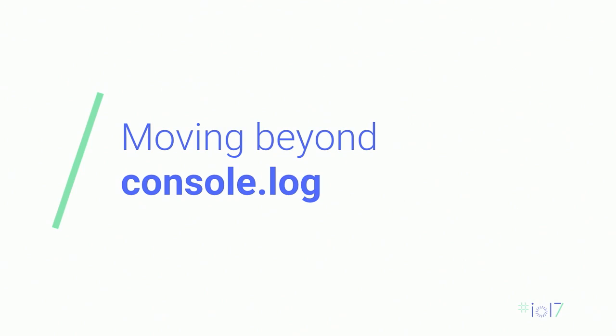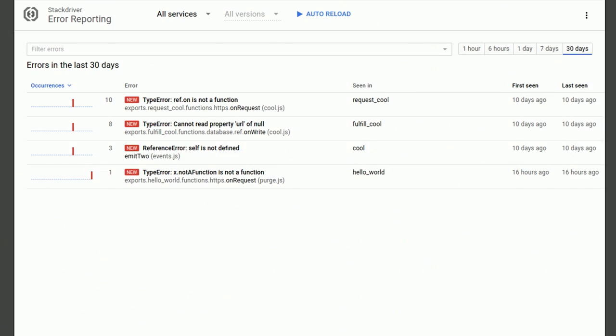However, this is just the beginning. This is console.log improved, but we can go farther than that. This is Stackdriver error reporting. And this is something that's built in when you deploy your Google Cloud Functions. This is a way to know anytime something throws an error in your functions. In this case, I have a few different errors that have risen up over time. Silly mistakes like ref.on is not a function or cannot read a property. But these bubble up and get caught by Stackdriver error reporting.